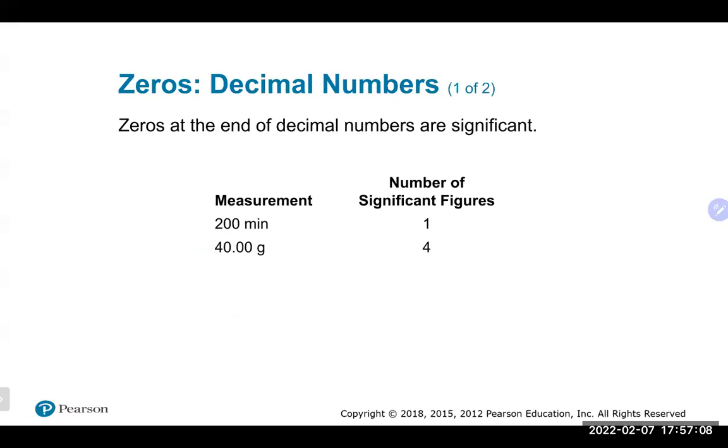And again, our zeros at the end, you see here 200 minutes written like that, no decimal point written. It is one significant figure. Starting counting here on this guy, which is a 4. All 3 of these zeros are significant because of that decimal point that we see there. And that would give us 4 significant figures in this case.